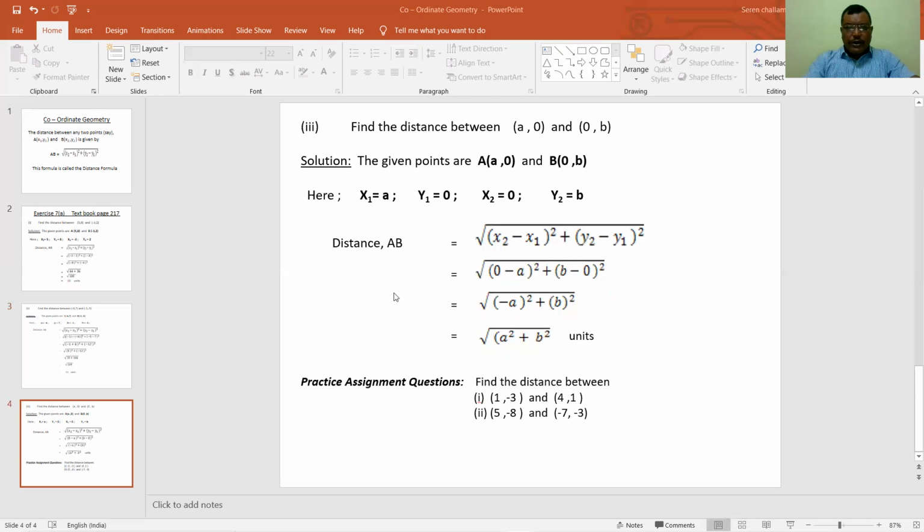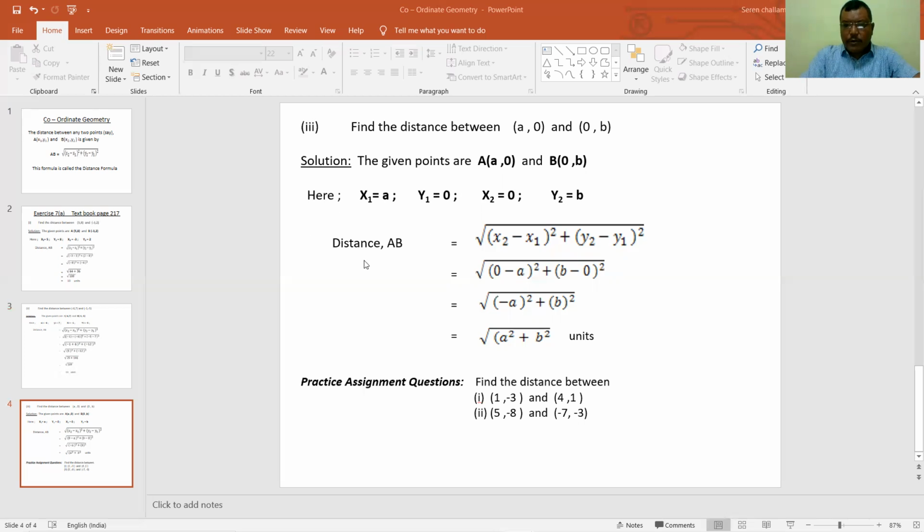Let us go to question number 3. The question number 3 says, find the distance between a point A, 0, and 0, B. Again, to start the solution, the given points are, the first point we name it as A, 0, and the second point as B, 0, B. Here, x1 is A and y1 is 0, x2 is 0 and y2 is B.